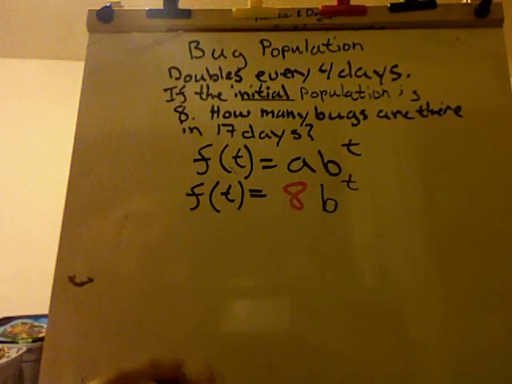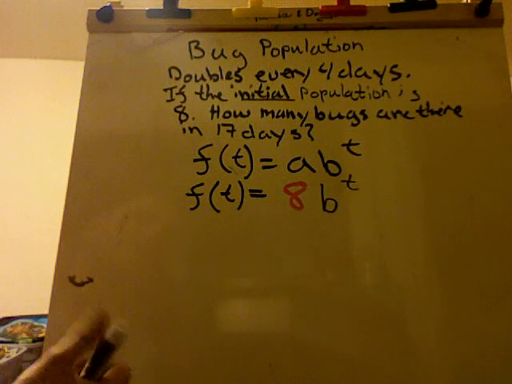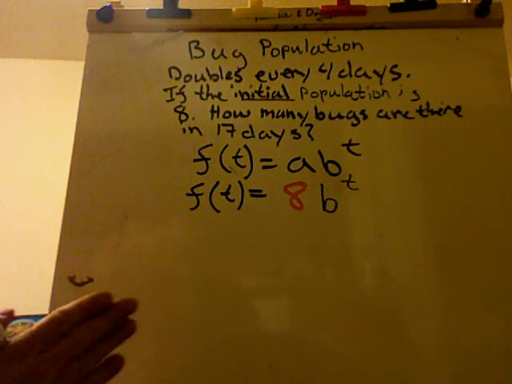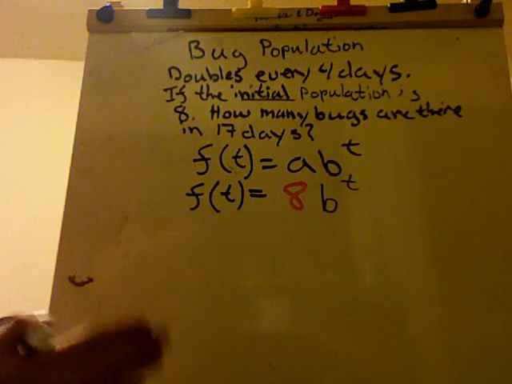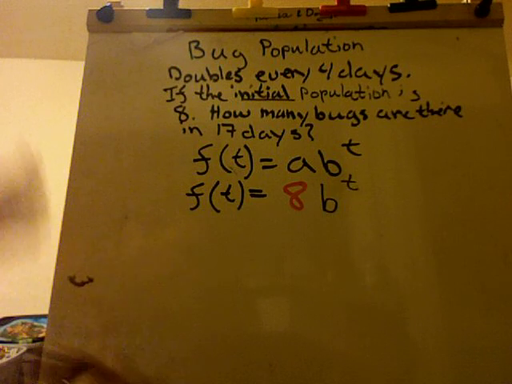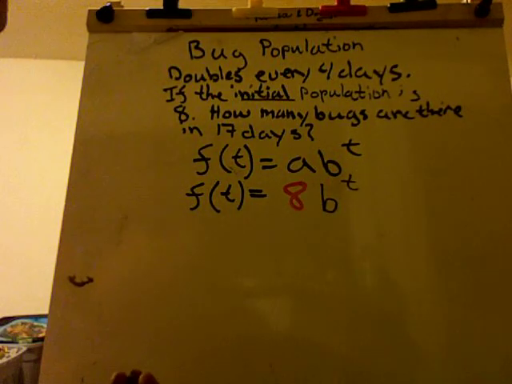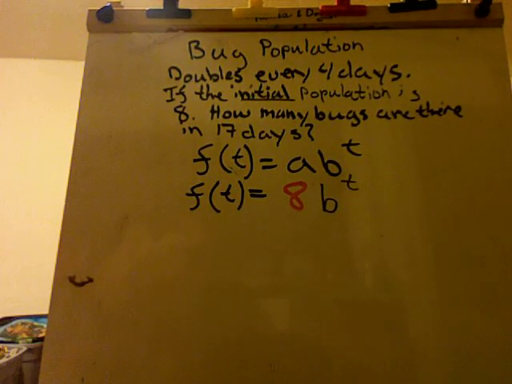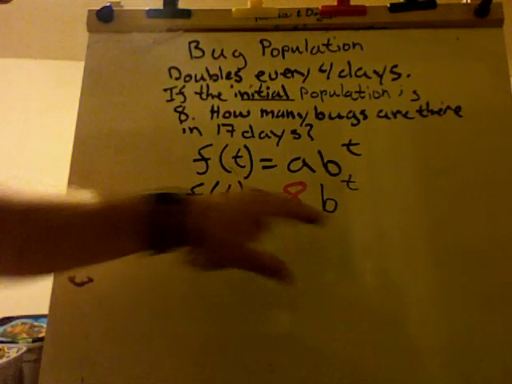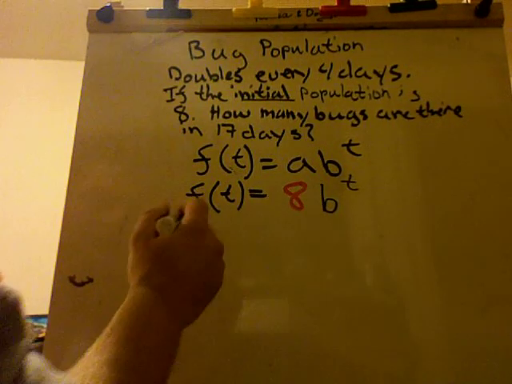Well, now what's happening? It says the population doubles. Don't worry about how often it doubles, but it's saying that the population doubles. So we're having a doubling effect. So what does that mean? We'll double, multiplying it by 2. So that means our base here is a 2.